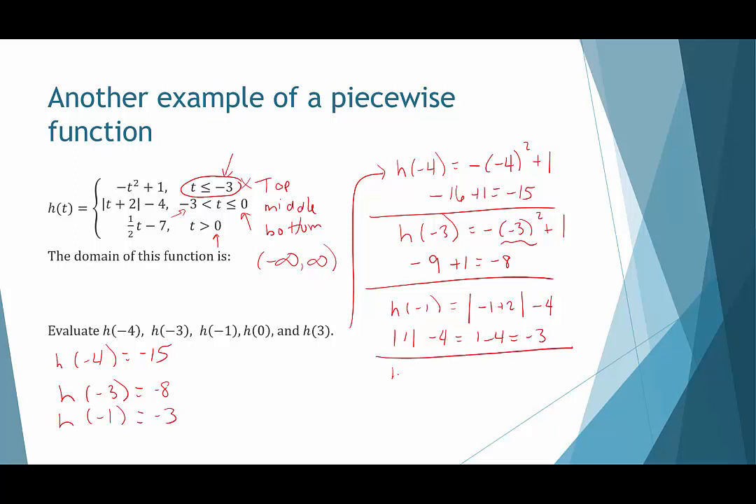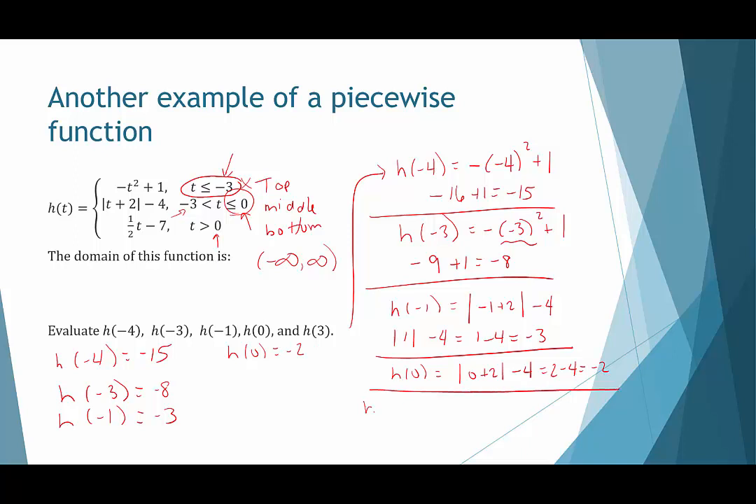2 left. H of 0. So where does 0 work? 0 goes in the middle piece because that's the one that includes it, less than or equal to 0. So we plug in 0 into the middle piece. That would be the absolute value of 0 plus 2 minus 4. 0 plus 2 is 2. The absolute value of 2 is 2. 2 minus 4 is -2. So we get h of 0 equals -2.